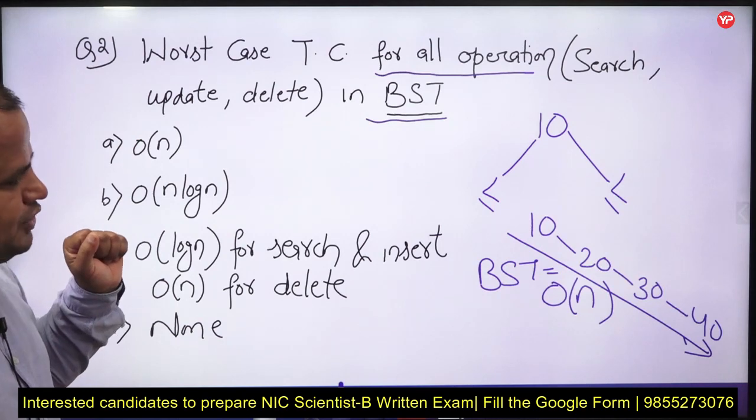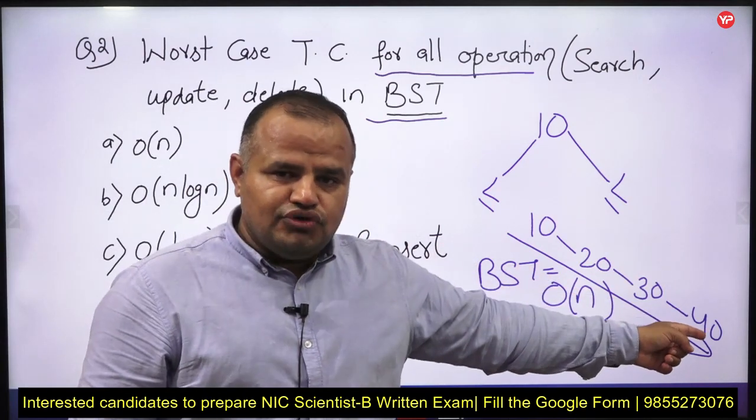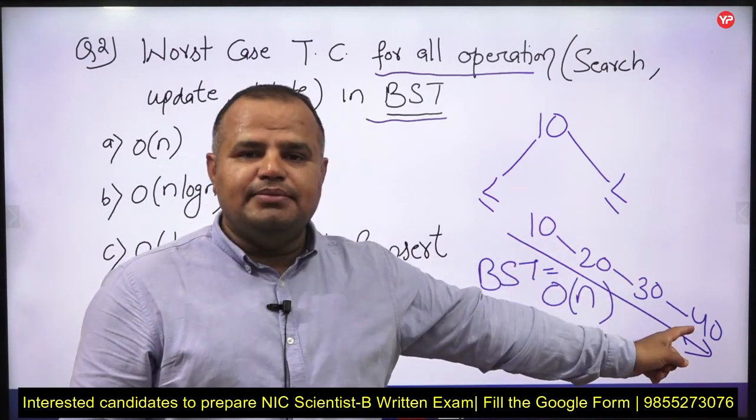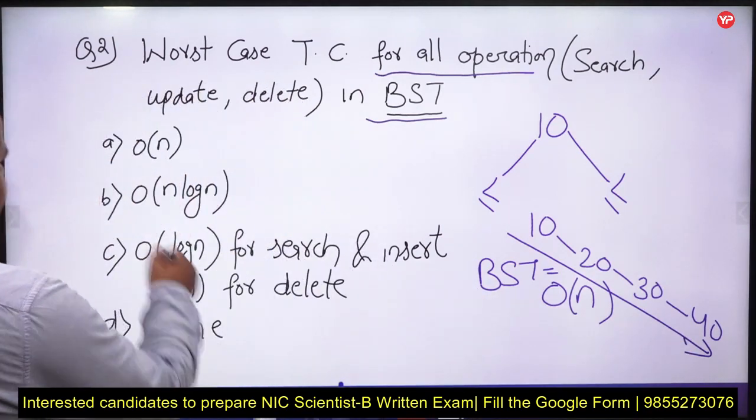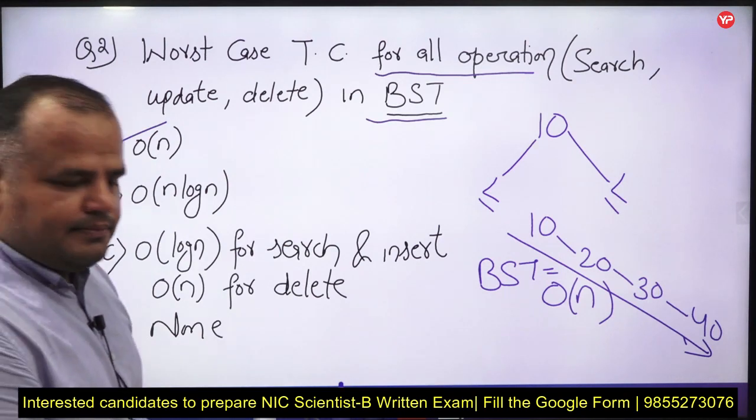If we talk about the delete operation, I want to delete 40. First of all, I have to reach element 40. Again, it will take order of n time. So the correct answer is order of n.